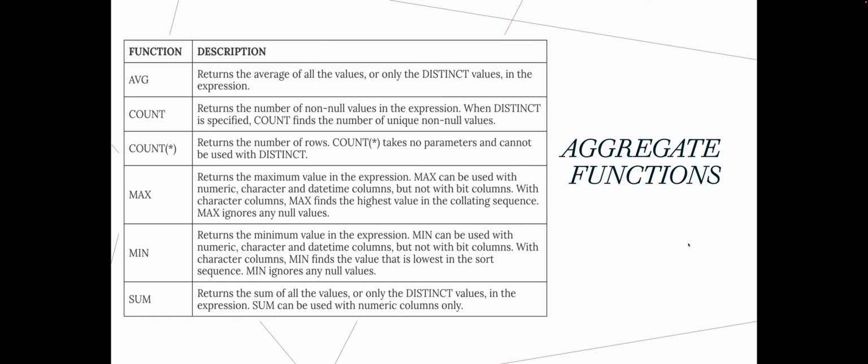So for the aggregate functions, there is the average. This returns the average of all values. Count returns the number of non-null values in the expression, so it counts it for us. And then count asterisk returns the number of rows. It takes no parameters and cannot be used with distinct. Then we've got max, which returns the maximum value in the expression. Minimum returns the minimum value in the expression, and then sum returns a sum of all the values in the expression.